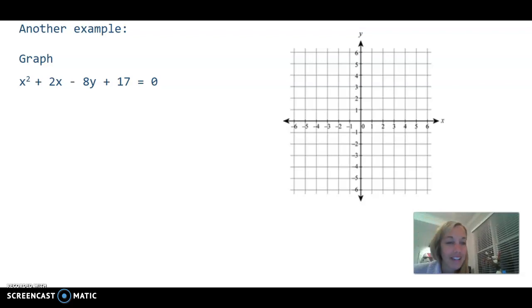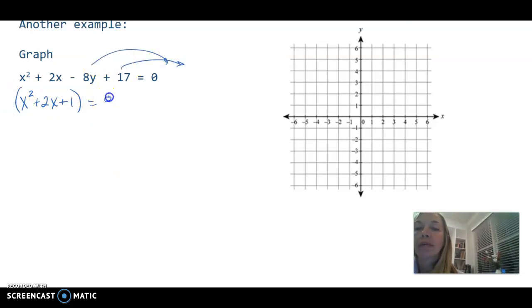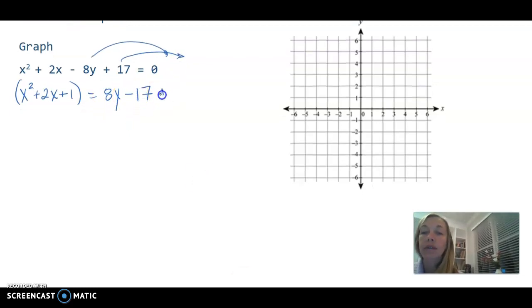Okay, I need to complete the square, so I will do that. I'm going to do x squared plus 2x. I'm going to take half of 2 and square it, so that's going to give me 1. I'm going to move the other terms to the other side, so that'll give me a positive 8y and a negative 17. And of course, I added 1 to both sides. I added 1 here, so I'll add 1 here.